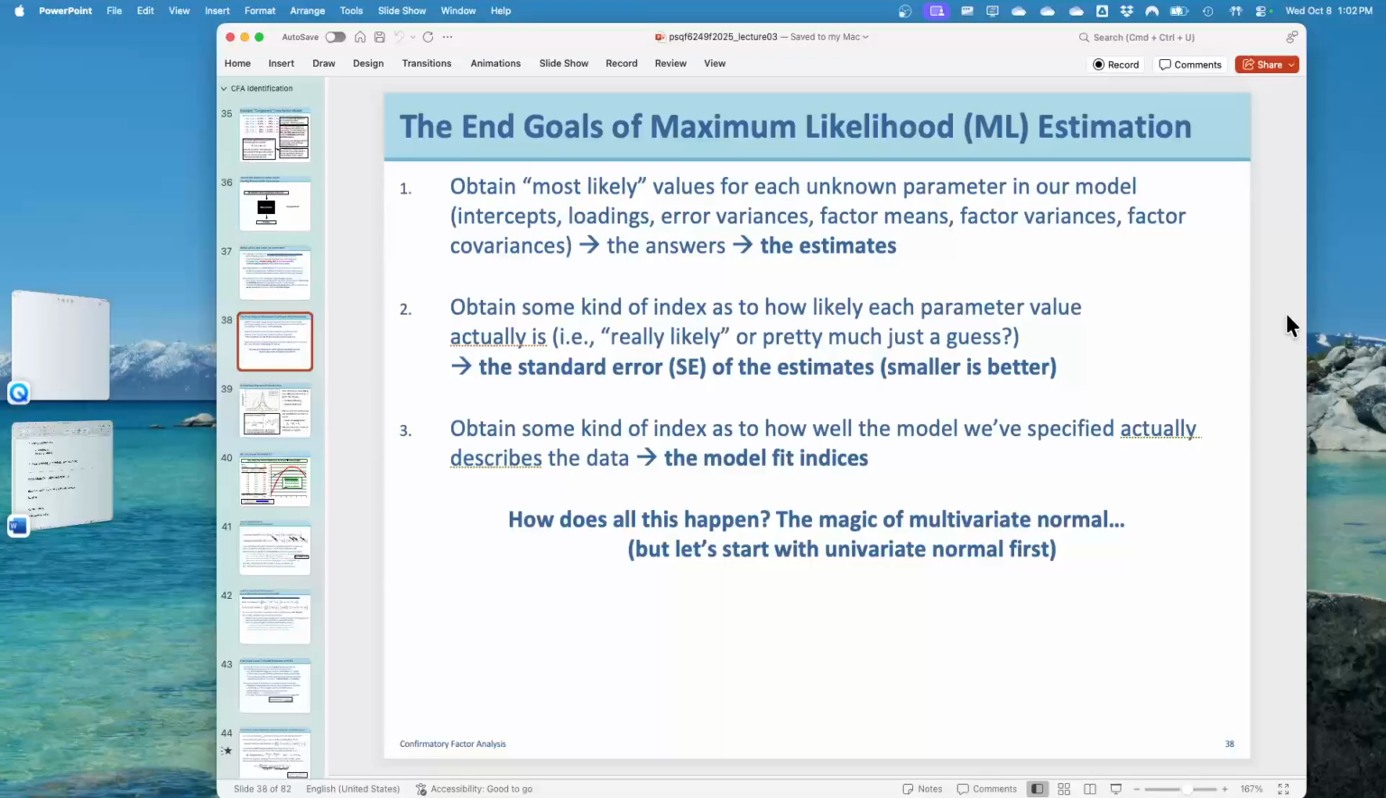We also would like some type of index of how accurate or how much variability there is in those parameter estimates as well. We call those the standard errors. Right? So everything that comes out in the model. And then sometimes at the end for our model itself, we would like to get our model fit indices. And how this all happens starts with the idea of multivariate normal distribution.